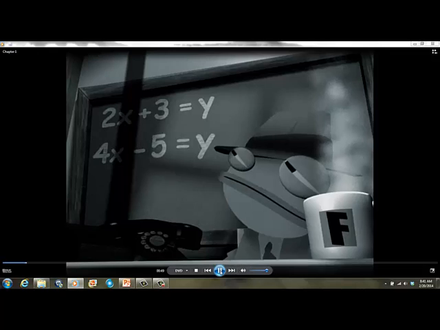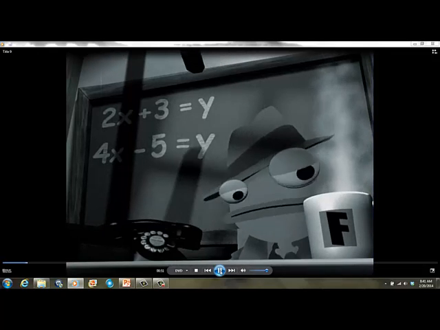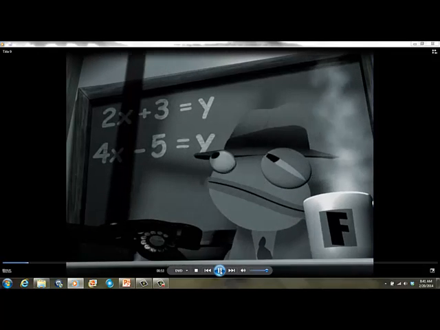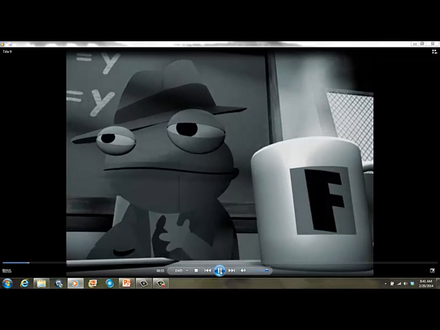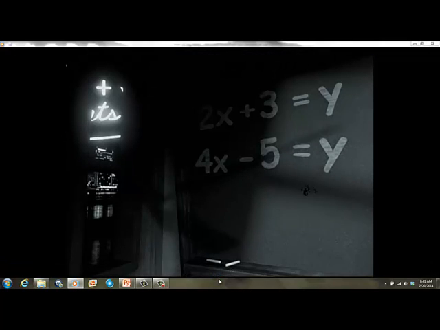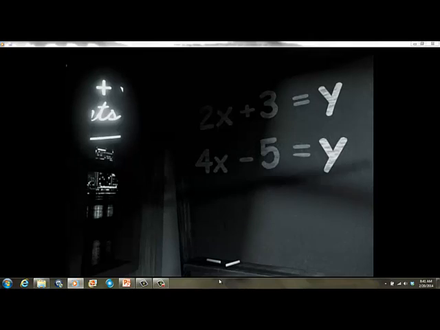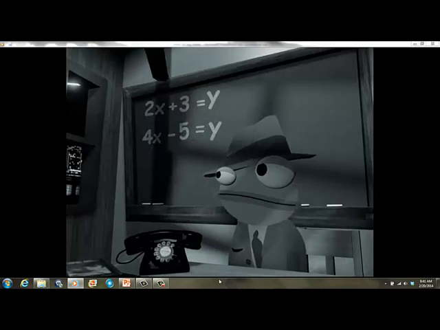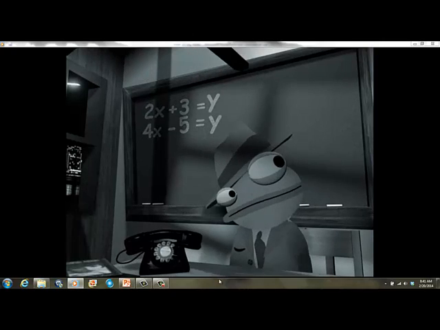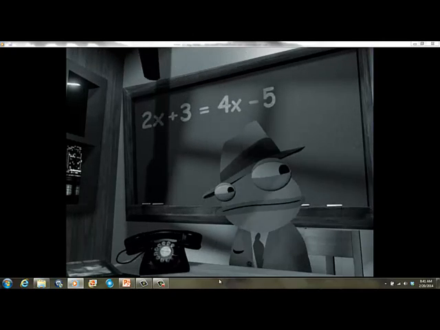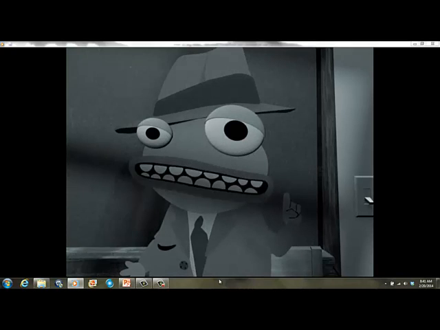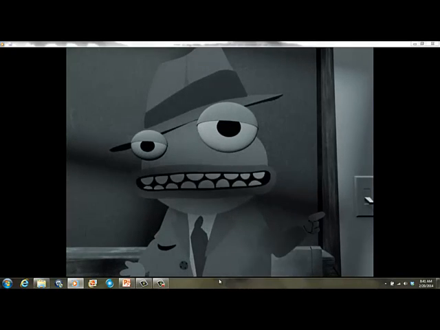Right off, I noticed something that only a trained eye could spot. Both equations had something in common. Yeah, they were both equal to y. It took a great detective like me to figure that out. So if they both equal the same thing, then that means that they are equal to each other. Go ahead. Check your rules if you don't believe me.